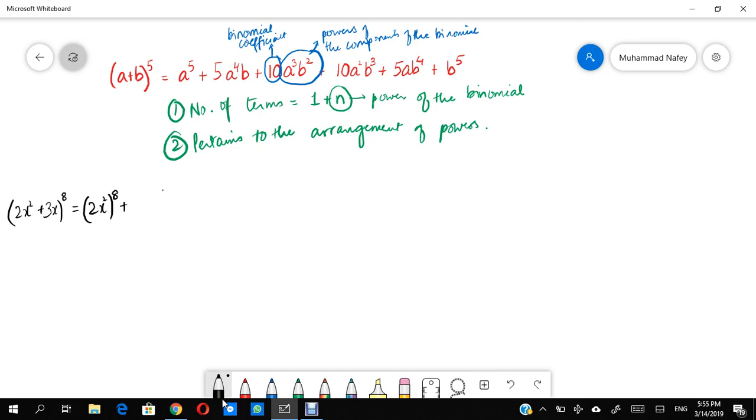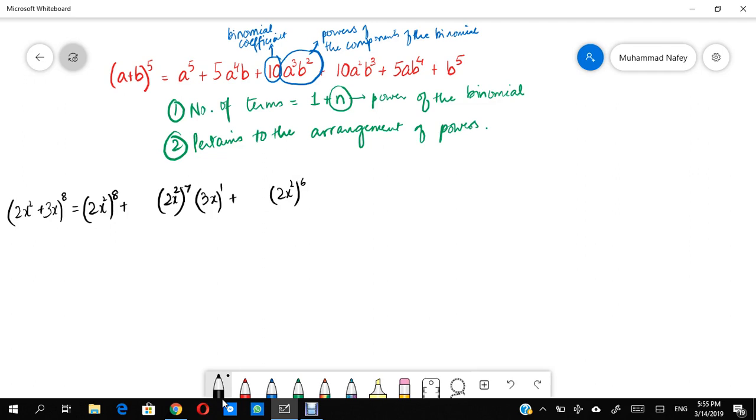Add. Now the first component undergoes a decrease in power, so 7. And the second component now starts to gain powers.